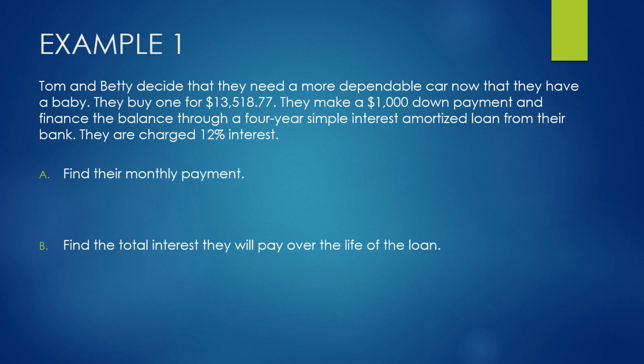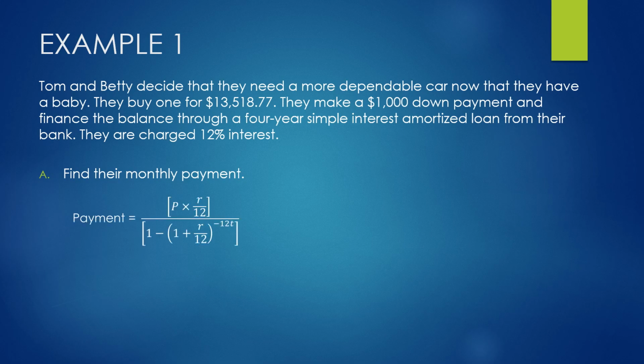All right, so let's look at what we got going on. They want us to find their monthly payment, and then they want us to find the total interest that they will pay over the life of the loan. So finding their monthly payment, here's the formula for the monthly payment. All of these examples that we're going to look at are monthly payments or monthly loans. We need to know the principal, the interest rate, and the time or the term of the loan. It's always in years.